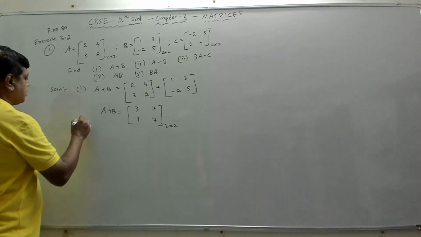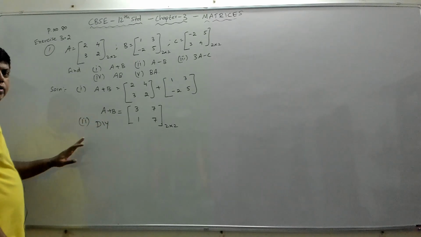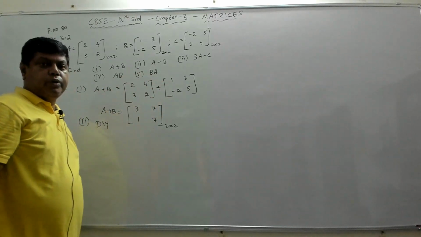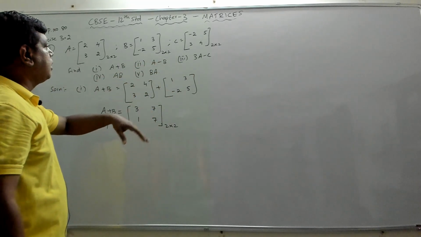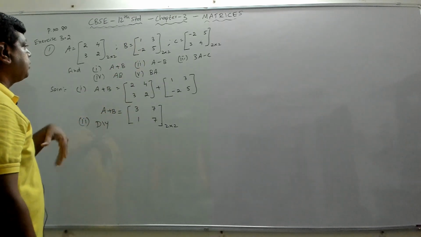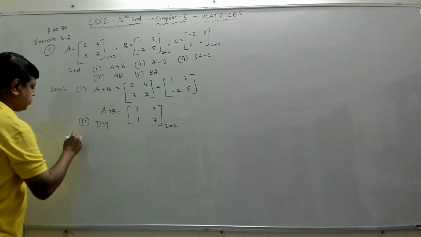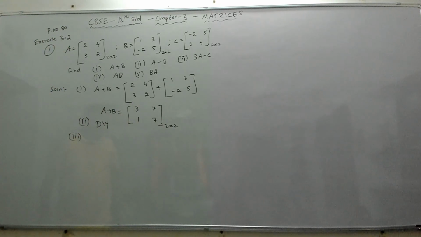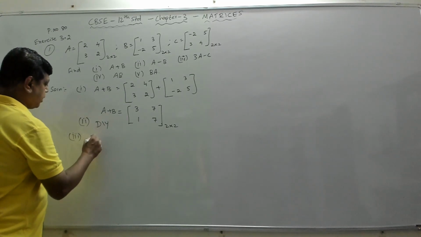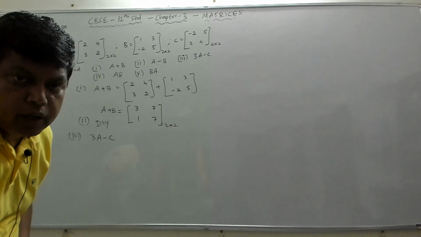So you can do the second part, A minus B, yourself as homework, whichever way you want to. You need to subtract the matrices, or you can do A plus minus B, or you can directly subtract the respective elements. And even the third one, if you want to do the third one, fine. For example, 3A minus C is what we have to do.